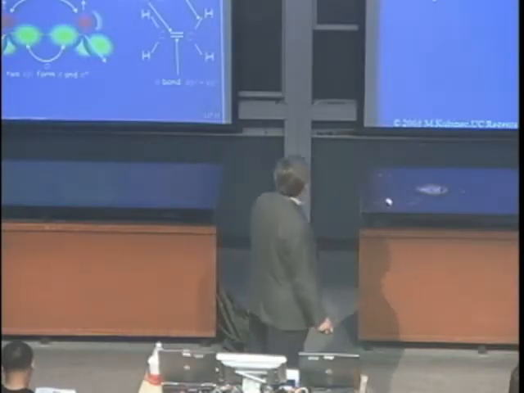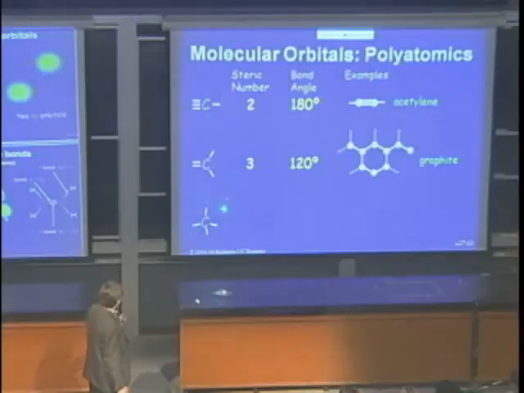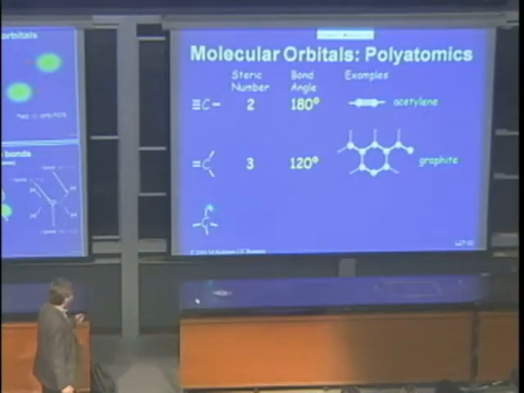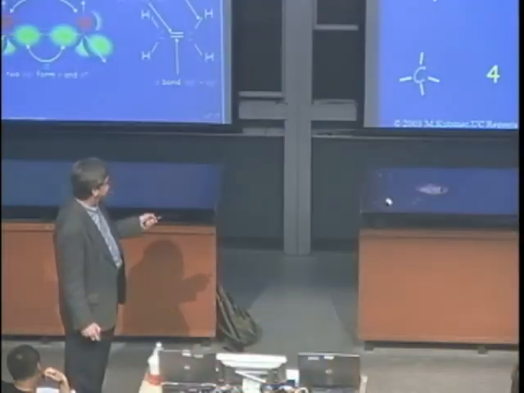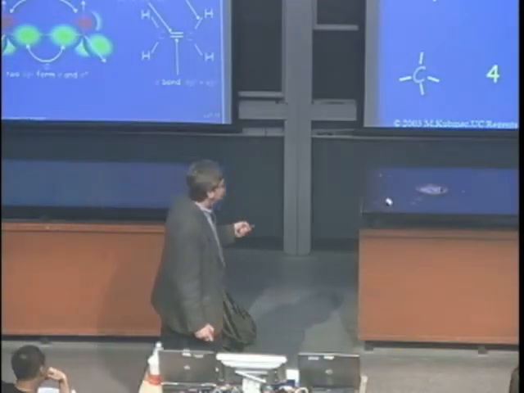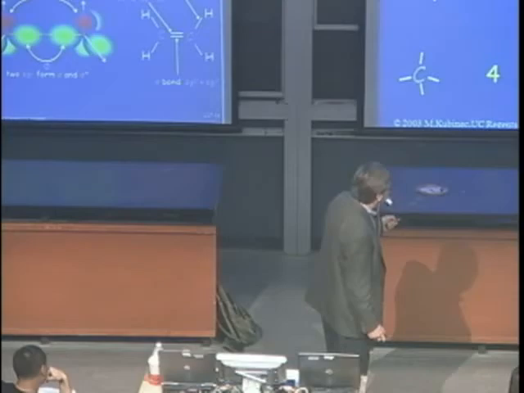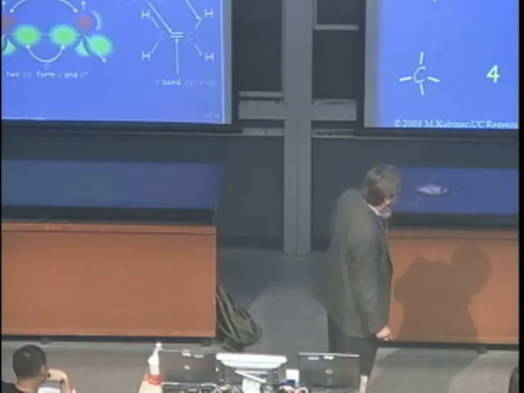So that would be, you have 1, 2, 3, 4 bond partners, 4 things. What's the steric number? 4. And what's the angle? 109 degrees. And this would be polyethylene. You see, you have that linear structure here, in one plane, and it's connected to this here.